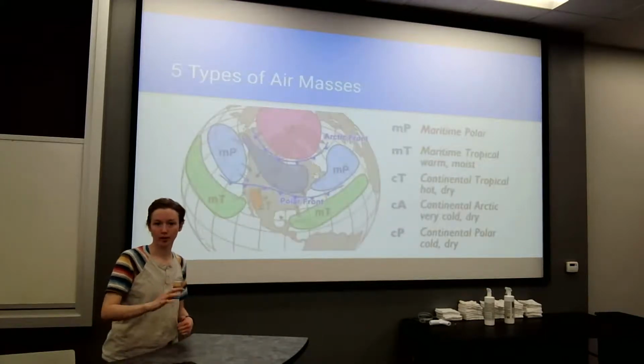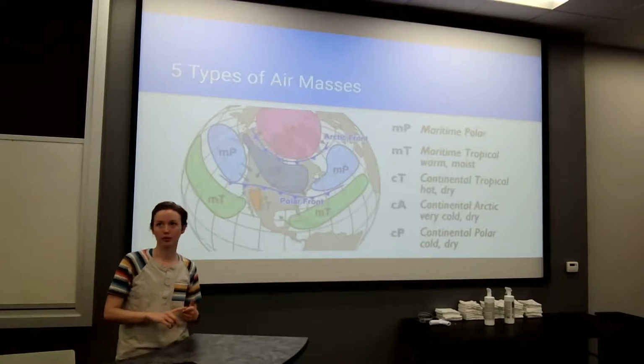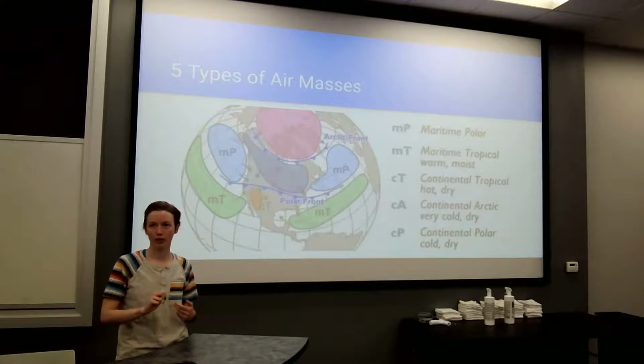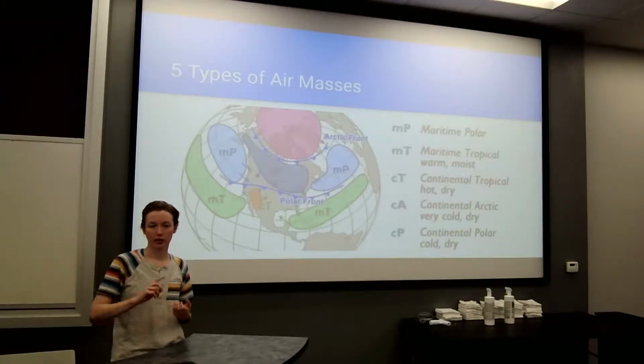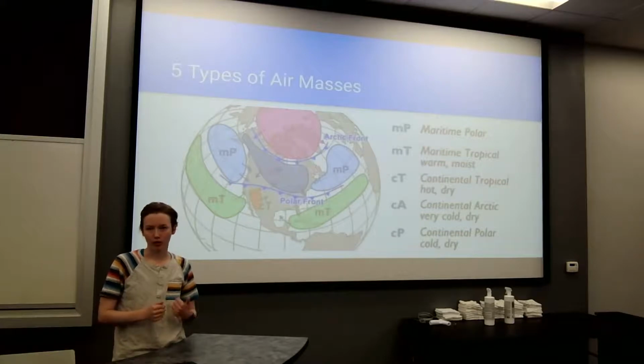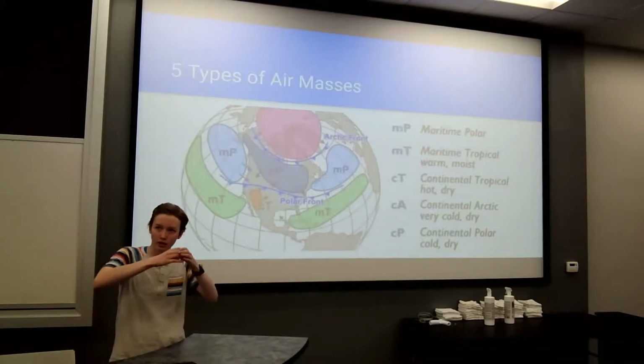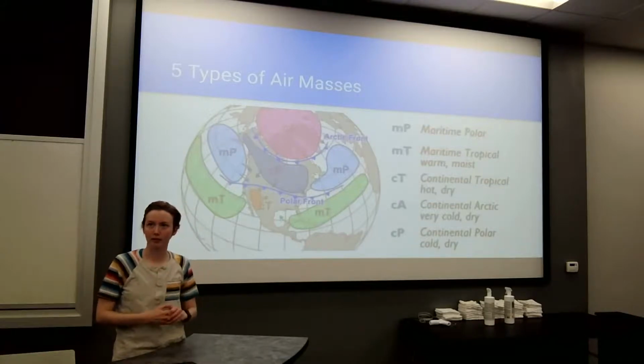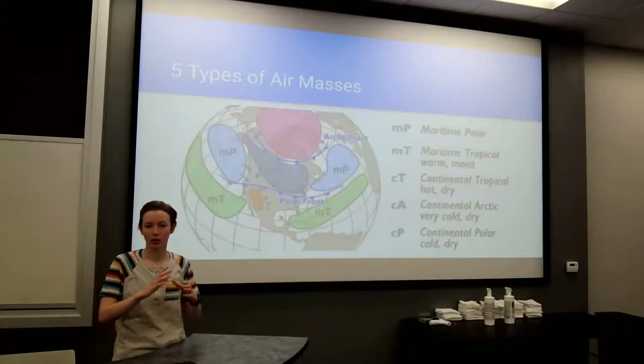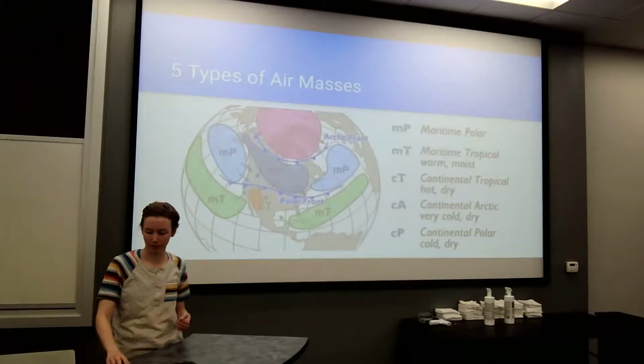So there's 5 types of air masses that we're going to talk about. There's the MP, which is the maritime polar, the MT, which is the maritime tropical, there's your warm moist air, your CT, which is your continental tropical, which is your hot, dry area, your CA, your continental Arctic, so like way up in Canada, very cold, very dry, and your continental polar, which is cold and dry, which is like, way up there too. Oh, sorry, that one's Canada. CA would be like Arctic Circle. Yes, Arctic in the name.